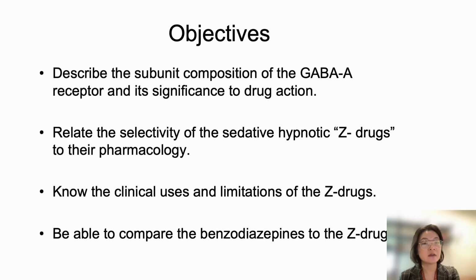The objectives of this lecture are to be able to describe the subunit composition of the GABA A receptor and its significance to the drug action, relate the selectivity of the sedative hypnotic Z drugs to their pharmacology, know the clinical uses and limitations of the Z drugs, and be able to compare the benzodiazepines to the Z drugs.